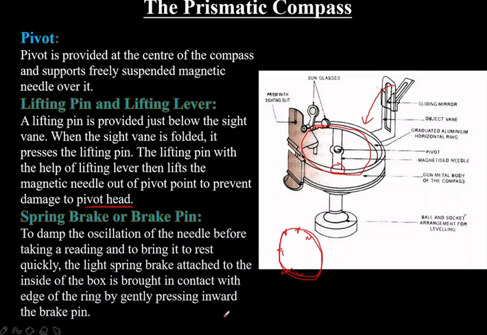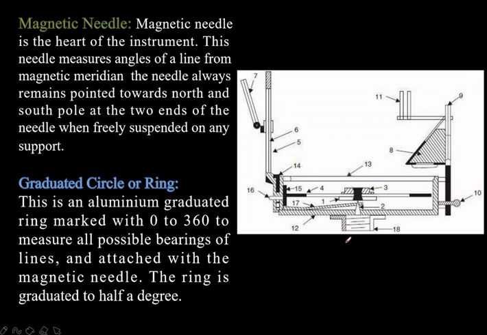Okay. Next, the magnetic needle. So what is the magnetic needle? Here, the magnetic needle is the heart of the instrument, a very important part of our instrument. This needle measures the angle of a line from the magnetic meridian. The needle always remains pointed towards the north and south pole at the two ends of the needle when freely suspended on any support. Because this magnetic needle is supported by the pivot, it is suspended freely.